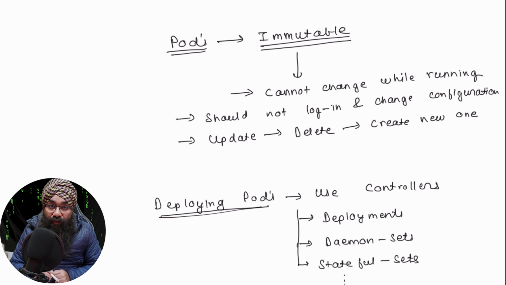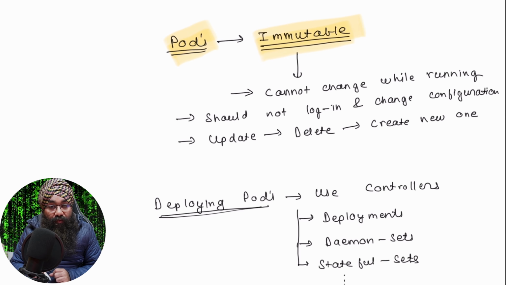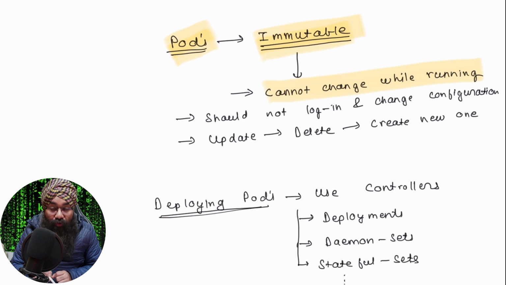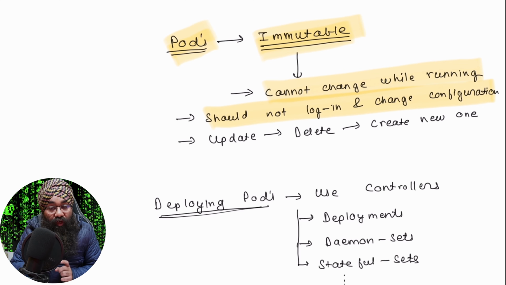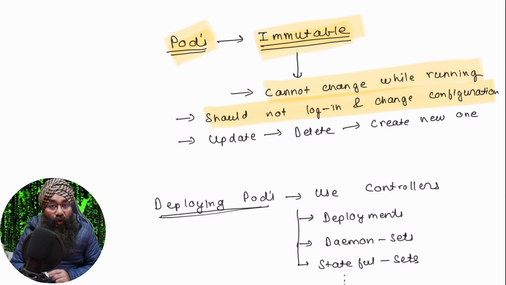Another characteristic of pods is that pods are immutable. Once a pod has been started, you cannot change anything in that pod. If you try to SSH into the pod and change some configuration, that is a bad practice. You should never do it. Why? Because that change is temporary. If you change anything in that pod, and that pod crashes and in its place a new pod starts, it will not have the change that you made by logging into the pod.